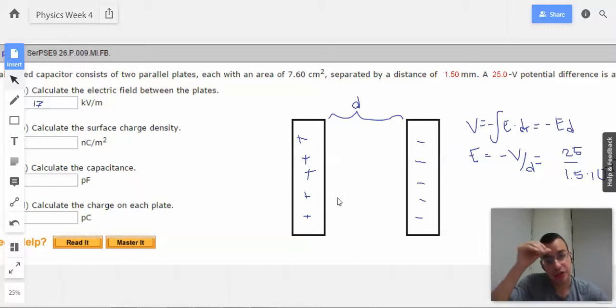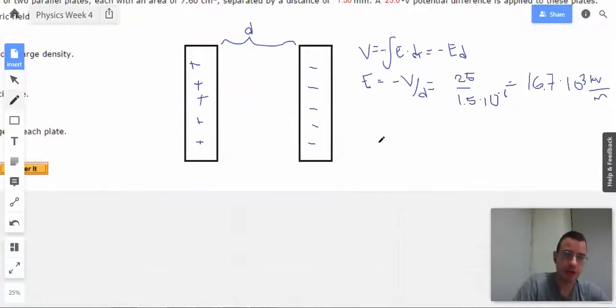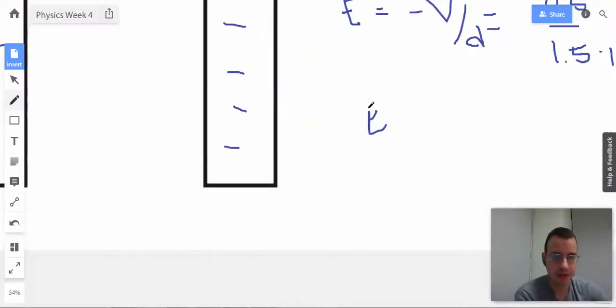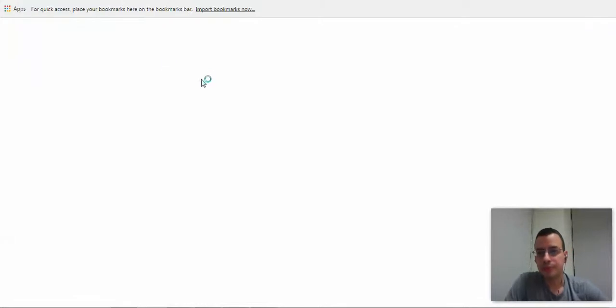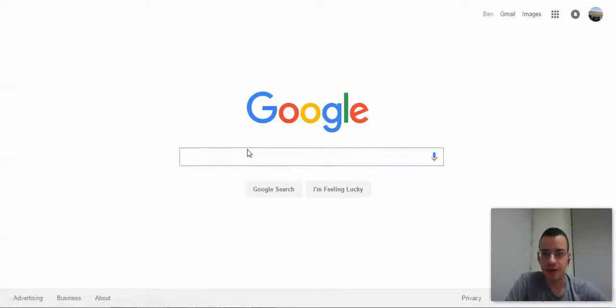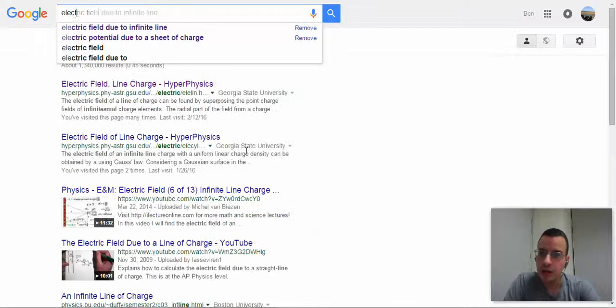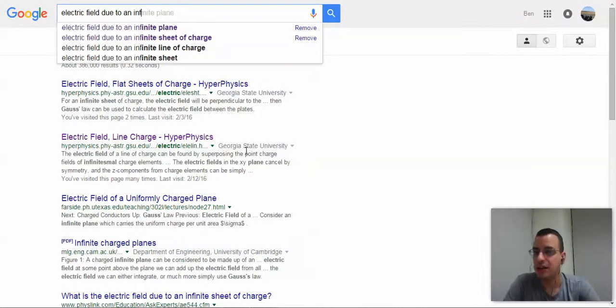Calculate the surface charge density. Okay, we can do this. We know from previous studies in Gauss's law that E equals sigma over 2 epsilon naught. This is probably a formula that you'll be given, but I'm going to look this up just to make sure I'm right. Electric field due to an infinite plane. There we go.